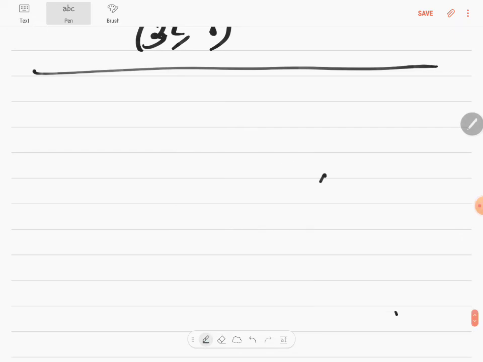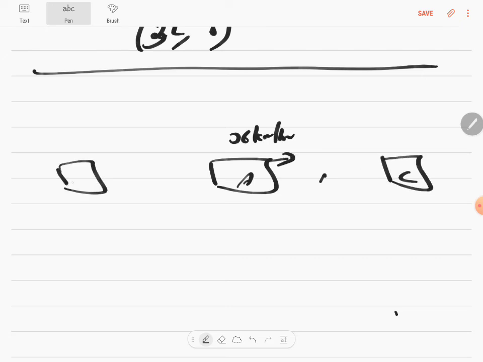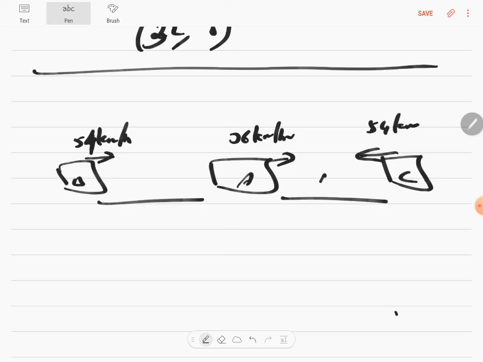So you have a car A which is traveling at a speed of 36 km per hour, going like this. A car C and a car B are approaching in the opposite direction, with speeds of 54 km per hour. Both of them are approaching at the same speed, and both of them are at the same distance of 1 km away.